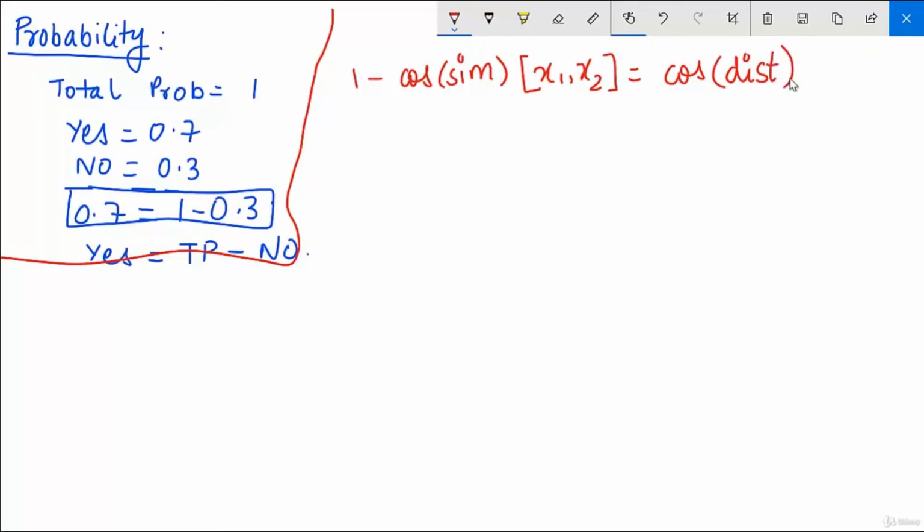I'm writing distance as x1 comma x2. Okay, so now I hope you are getting it: 1 is our total probability, and 1 minus similarity equals the cos distance of x and y. Obviously we are talking about x1 and y1, so x and x. All right, so this is how we do it.